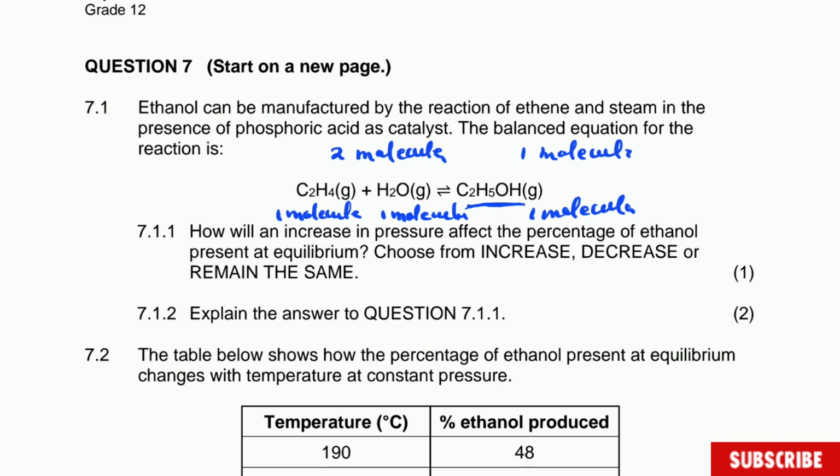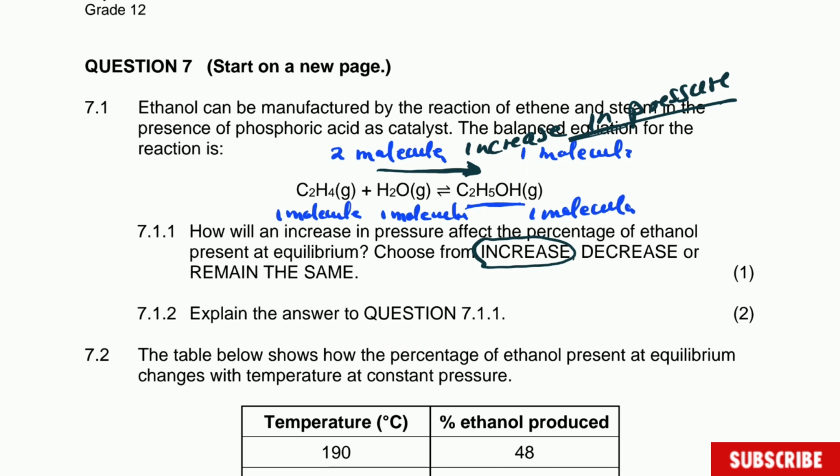Now, an increase in pressure will favor the side of the reaction that has the smaller number of molecules. In other words, when you increase pressure, the forward reaction will be favored. In other words, the ethanol will be increased, and you will produce more. So it will increase. That is the answer there.